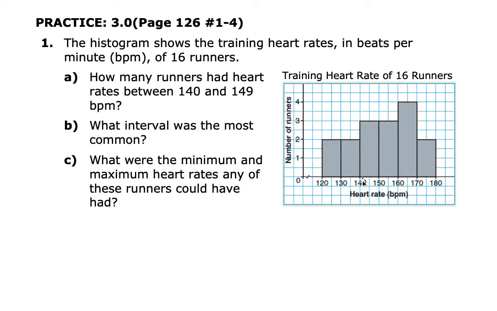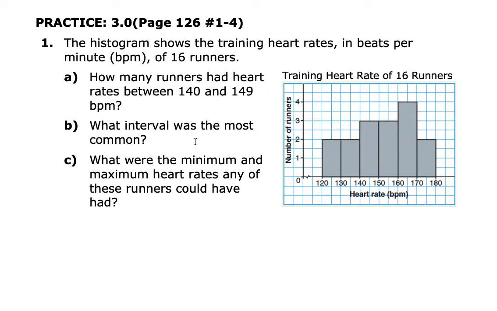So 140 to 149 is this interval, and the frequency or number of runners is 3. So again, we lose precision. We don't know the exact values of the heart rates in this interval, but we do get a better overall understanding of the distribution of the data. So where the most runners lie. So that's the advantage of using a histogram and using these intervals.